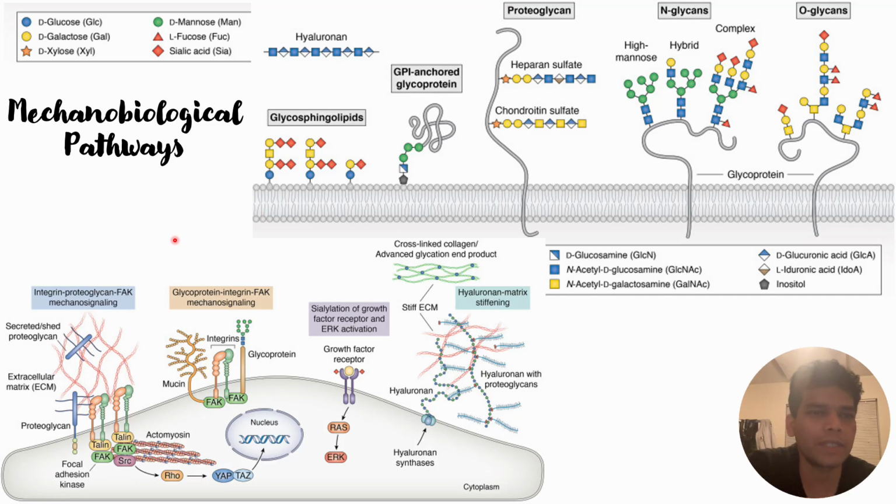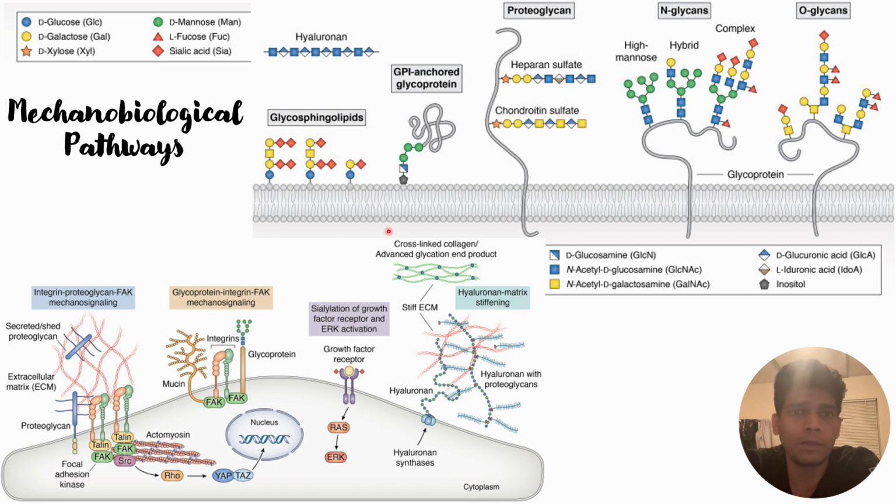In this video, we will discuss some of the mechanobiological pathways in the case of tumors. Some of these mechanobiological pathways are related to the glycans, such as the integrin that is decorated by sugars, and also the cross-linked glycan structures, which occur because of the overcrowding of the glycans on the cell membrane.